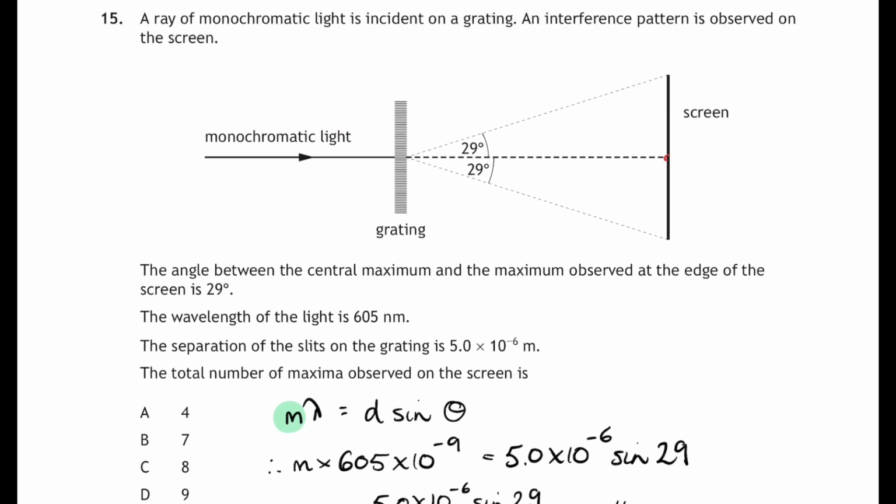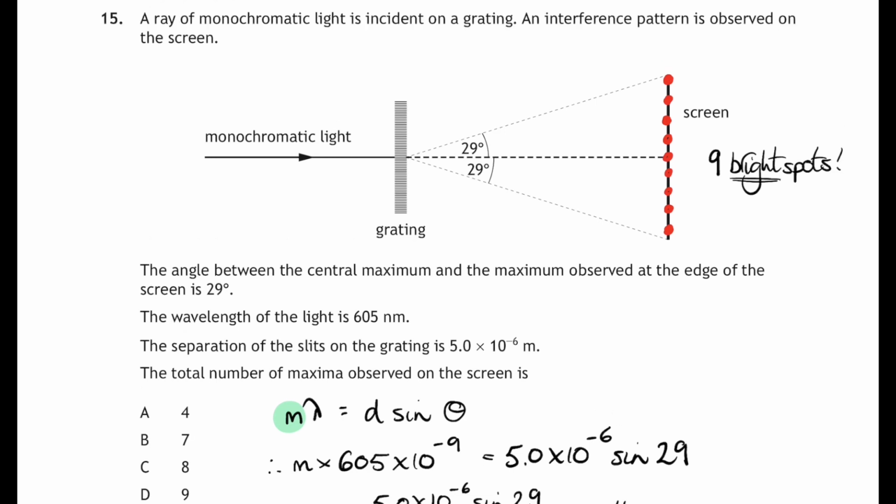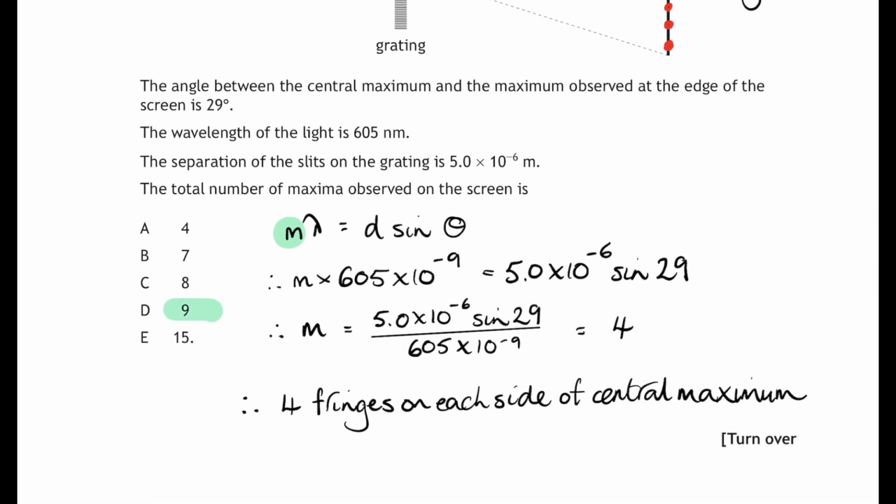So let's draw them on here. There's the central maximum, and then 1, 2, 3, 4 on one side, 1, 2, 3, 4 on the other side, and that gives us a total of 9 bright spots. So the total number of maxima observed on the screen is 9.